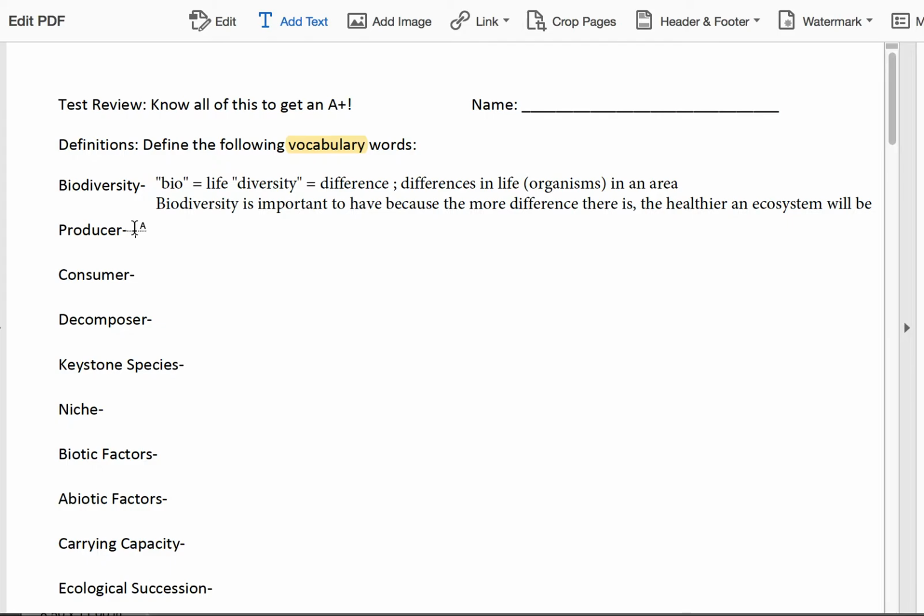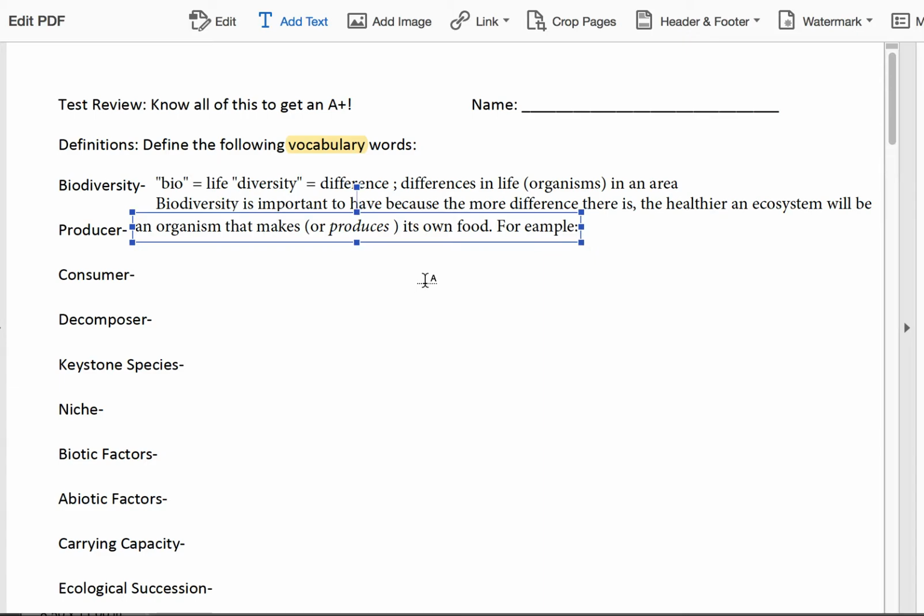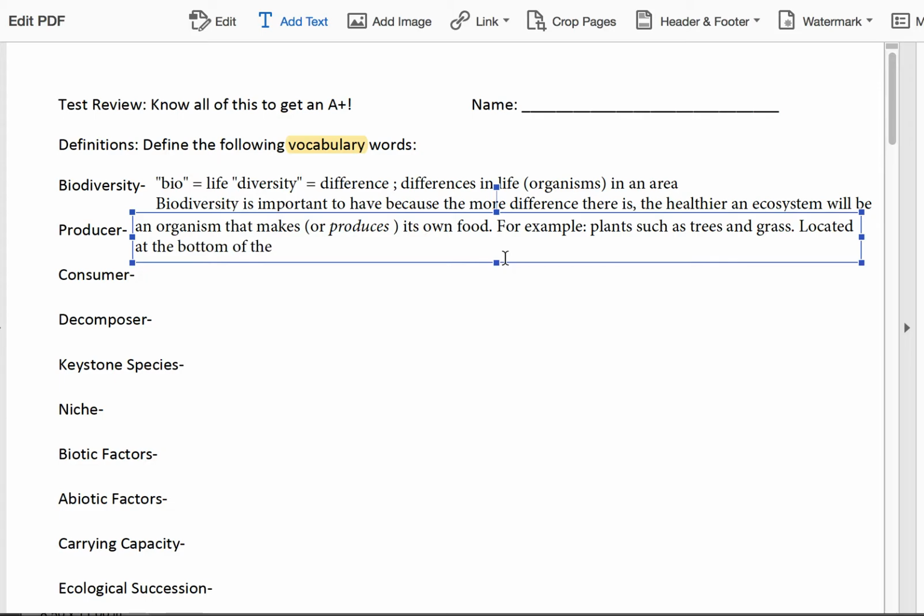All right, let's go down to producer. An organism that makes or produces its own food. For example, plants, such as trees and grass. Located at the bottom of the energy pyramid.